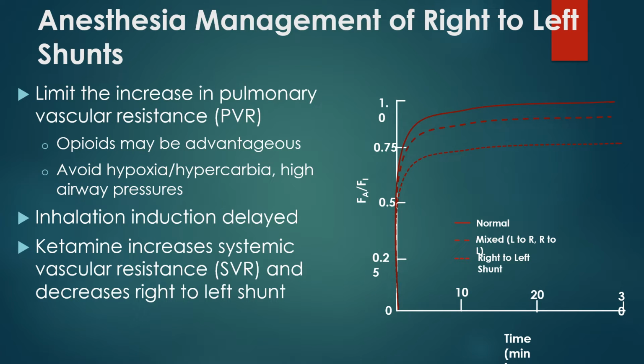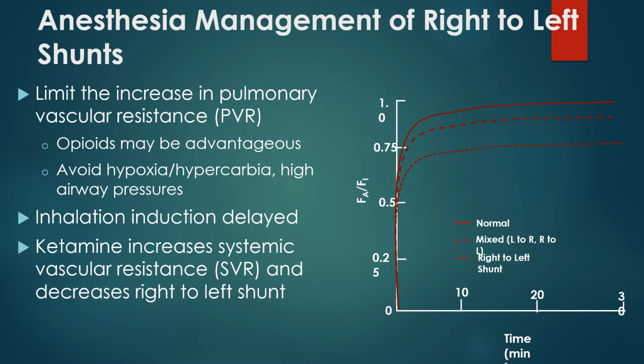So a few things about right to left shunts and anesthesia management just in general. You're going to want to limit the increase in pulmonary vascular resistance. Opioids may be advantageous. You also want to avoid hypoxia, hypercarbia, and high airway pressure. So if you have hypoxemia, hypercarbia, high peak inspiratory pressures, using a lot of PEEP, you're going to increase your pulmonary vascular resistance. You're going to shunt more deoxygenated blood from right to left, and you have a lower oxygen saturation.